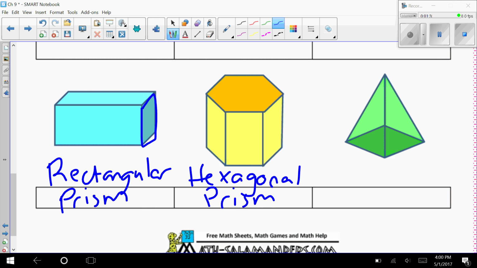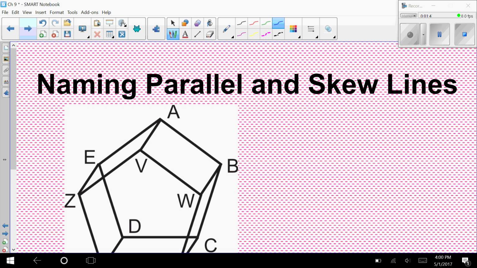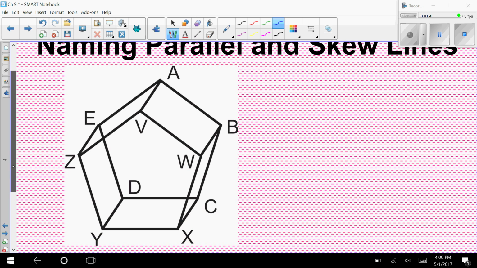And this one on the end here, its base looks to me like it is a square, so it is a square pyramid. I would also accept rectangular pyramid on that. The next thing you'll see on your test is naming parallel and skew lines.